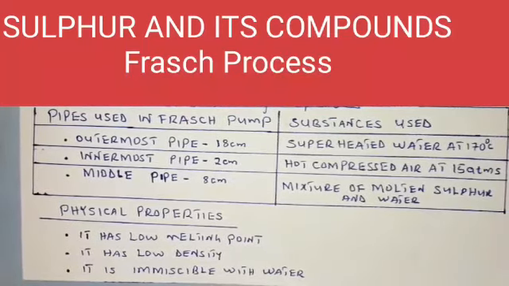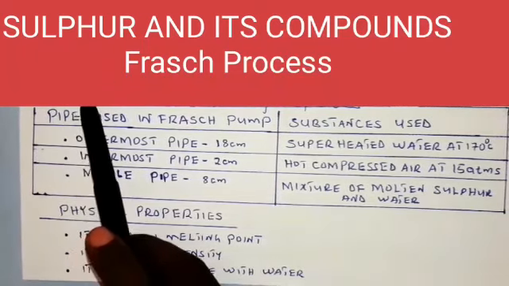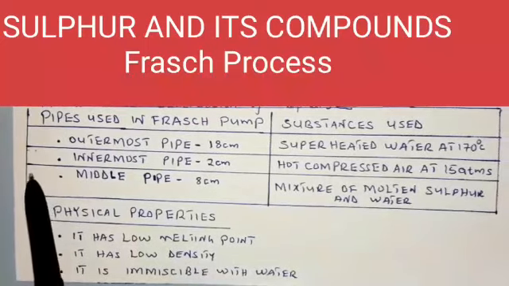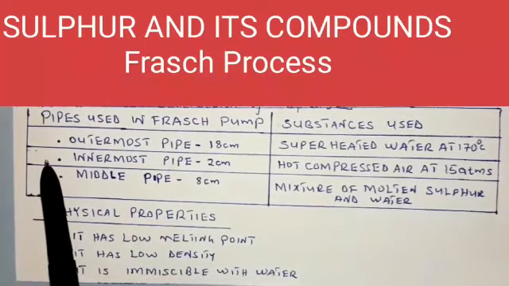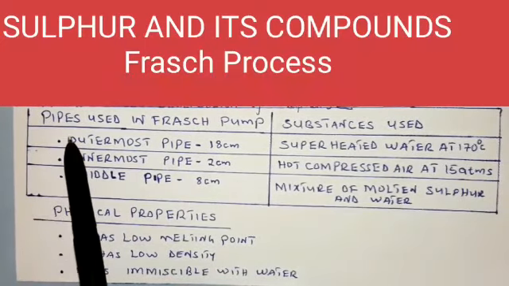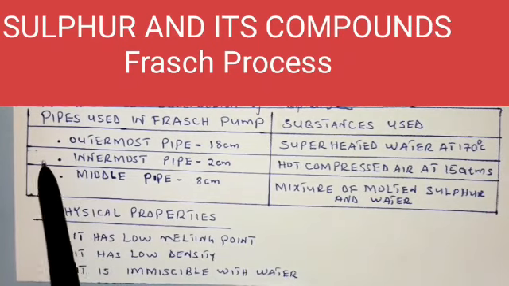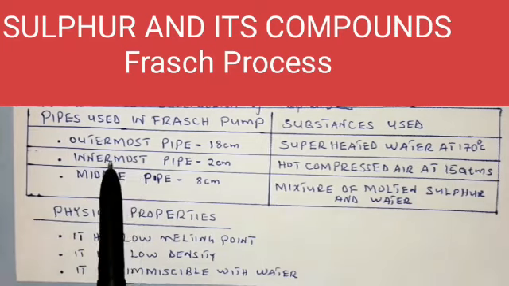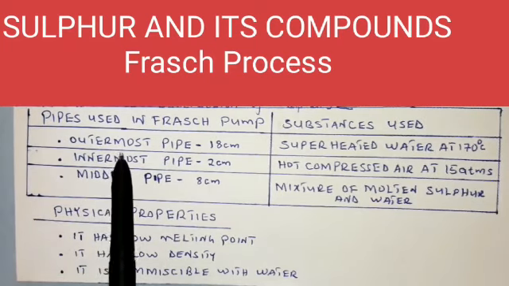I'm a chemistry teacher. Today we are learning about the topic of sulfur and its compounds. The subtopic is sulfur. We're going to look at the extraction of sulfur, which is done by a process called the Frasch process. In this process, the student is always required to understand three main important things.